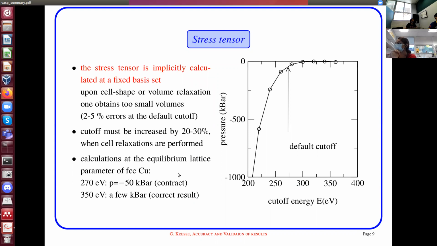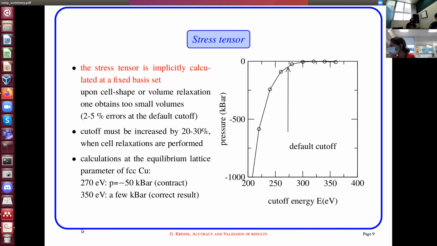This is telling you that the stress tensor is something that you calculate, for instance, when you do a bulk optimization. What it's telling you here is what I just told you: whenever you do bulk optimization, you need to increase the cutoff by 20, 30%. And you see here why, because this value is completely wrong. This is the pressure calculated at the equilibrium lattice parameter of FCC copper. This value is completely wrong because the cutoff energy is completely wrong, and instead the good value is this one.